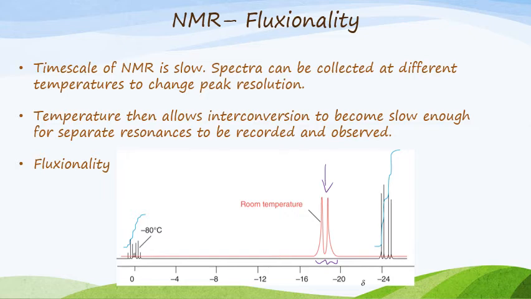So instead of collecting at room temperature, now we take the spectrum at minus 80 degrees C, and now suddenly you see that we've got way better resolved peaks, and of course much more information comes out. Okay, so changing the temperature allows interconversion to become slow enough for separate resonances to be recorded and observed, and this phenomenon is called fluxionality. So sometimes it's very helpful to change the temperature so that we get extra information and we're able to resolve peaks as we need them.